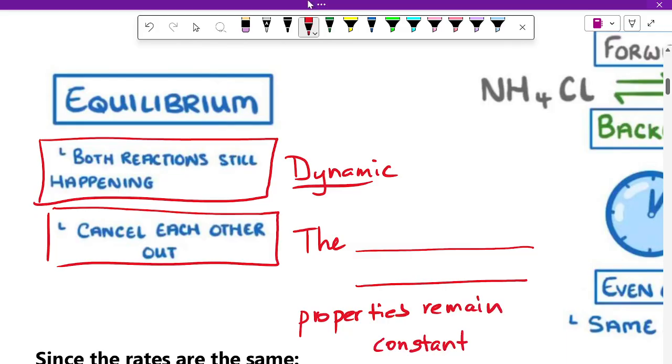What type of properties remain constant? So the second letter or the first letter? First letter. Observable. Observable. Macroscopic. Macroscopic. The observable macroscopic properties remain constant.